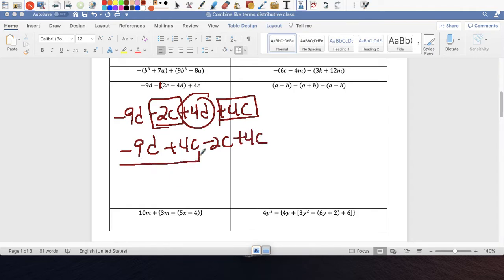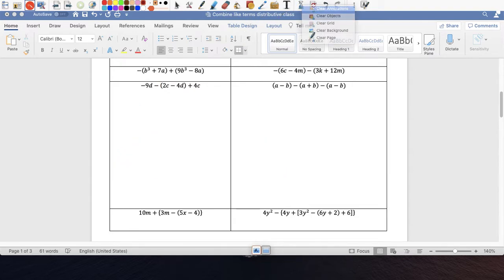Combine like terms, these two. Negative 5, ooh, okay, so 4d, sorry, that's a d. So negative 5d, and these two is positive 2c, because negative 2 plus 4 is positive 2. Here, we have to remove 3 brackets.